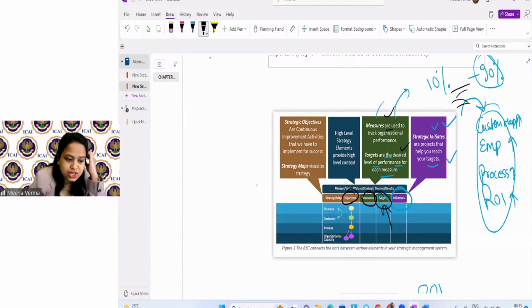Objectives. So objective means what? Strategic objectives are continuous improvement activities that we have to implement for success. Okay, so for the success of the entire company or the organization, you want to see whether you have continuously improved the organization to achieve all these things. All right, okay.